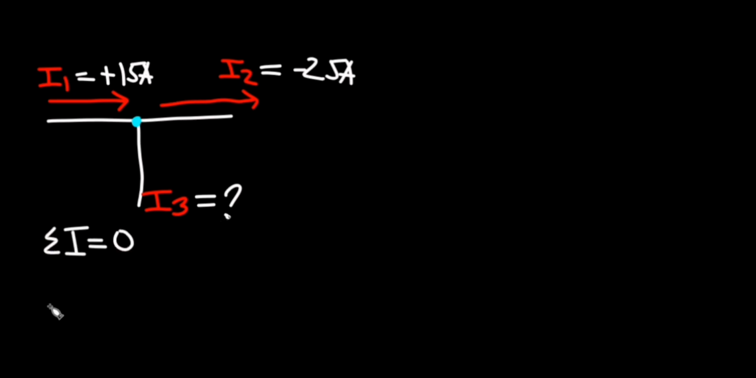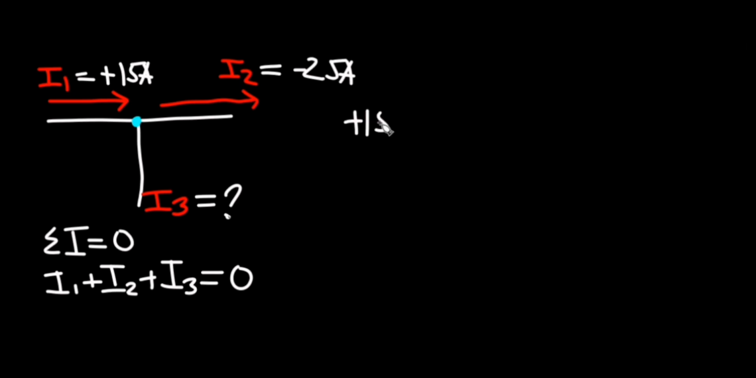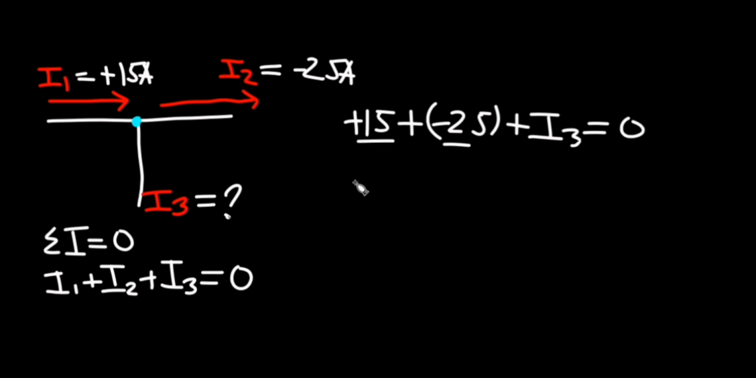Again, the summation of all currents in a junction is zero. I1 plus I2 plus I3 is equal to 0. I1 will be positive 15, because it's entering the junction. Then I2 is negative 25, since it's leaving the junction. Plus I3 equals 0. 15 minus 25 will be negative 10, plus I3 equals 0.